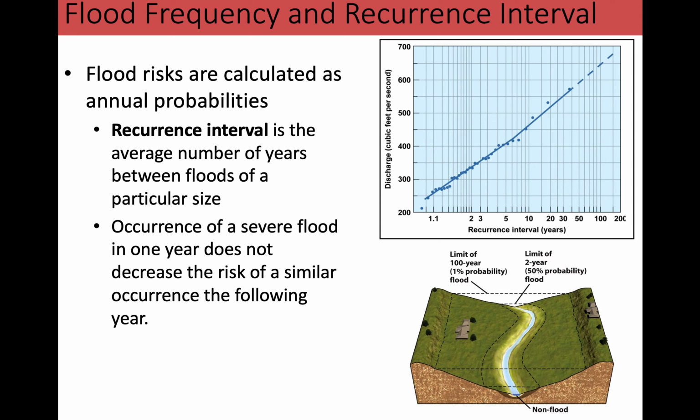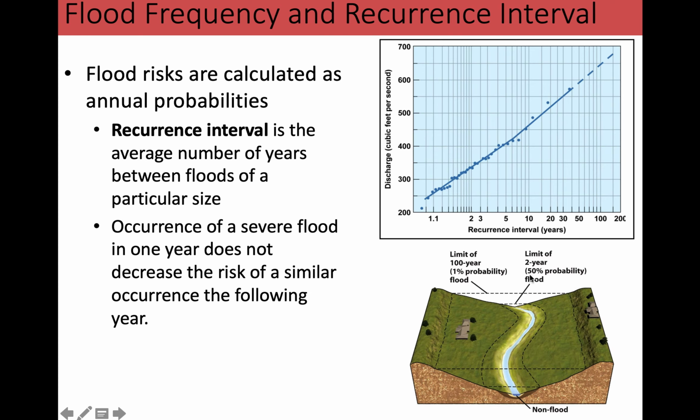So a very severe flood will happen much less often than a very, very small, insignificant flood. So a flood with a high recurrence interval generally means that there's a lot of years in between. We are going to expect the probability of that flood occurring to be less annually. So you can see this figure here.